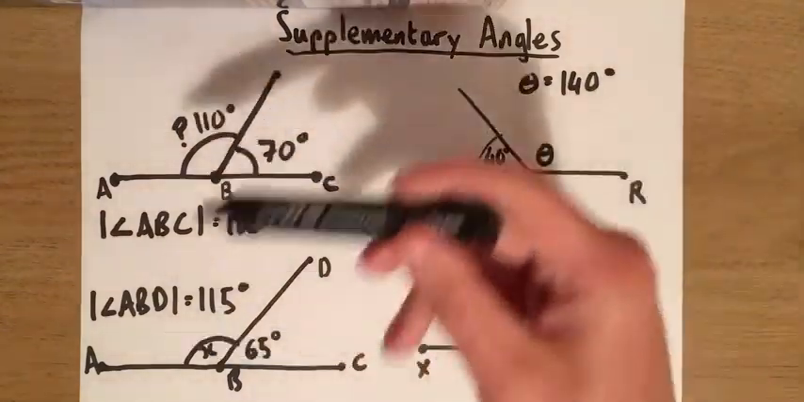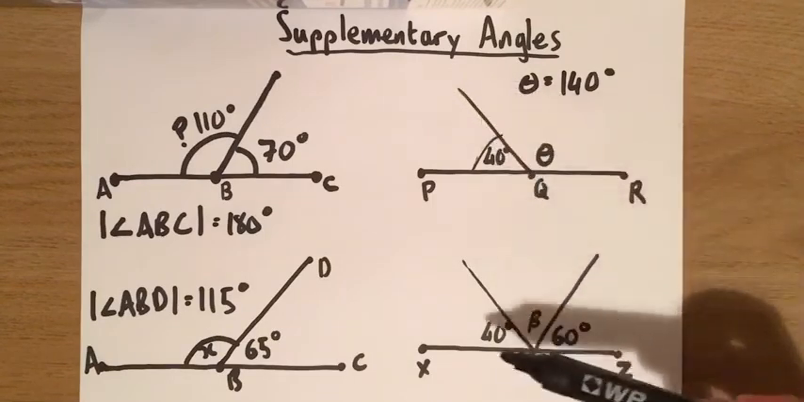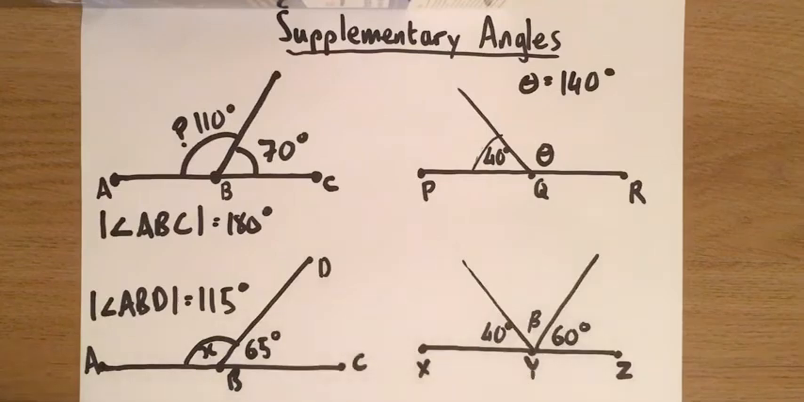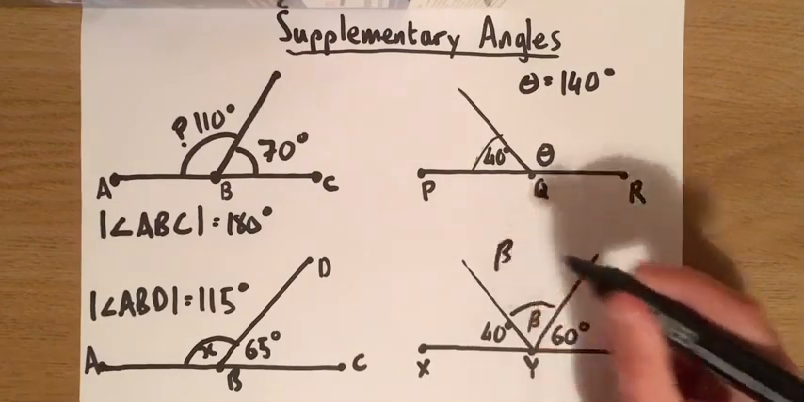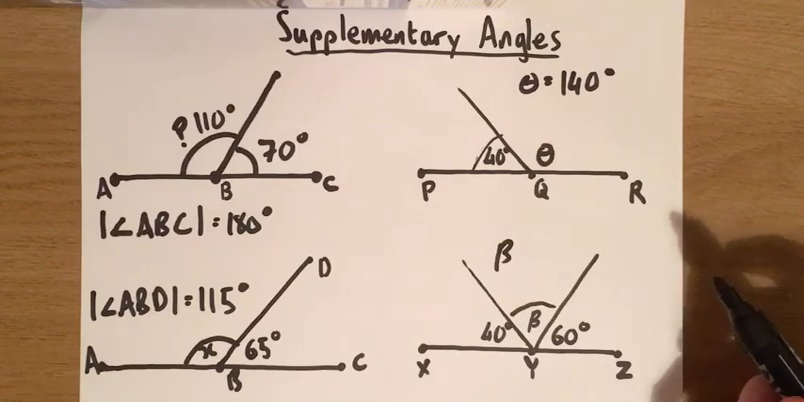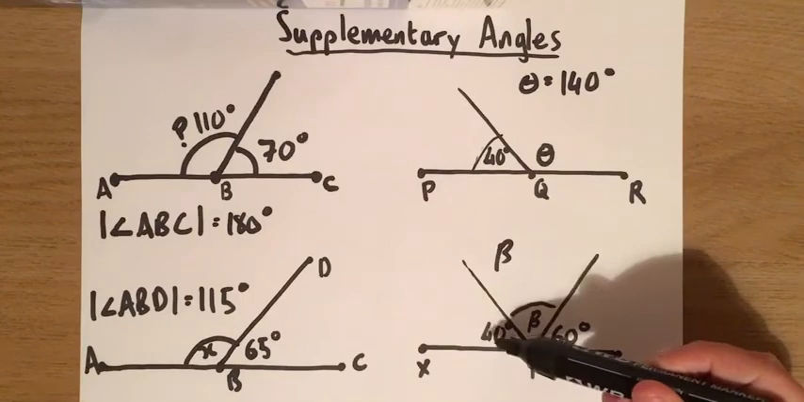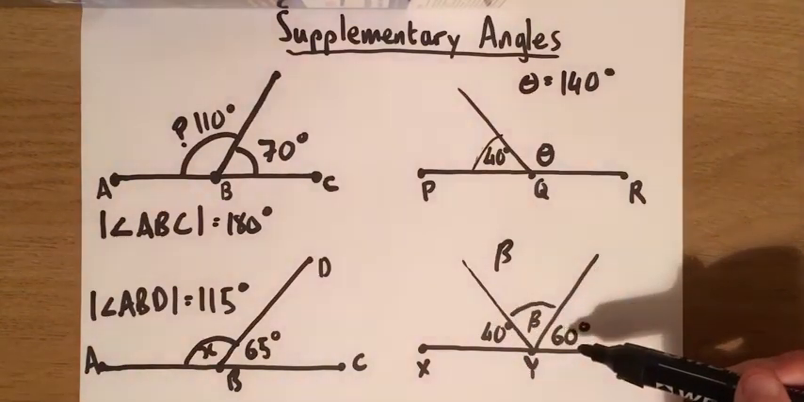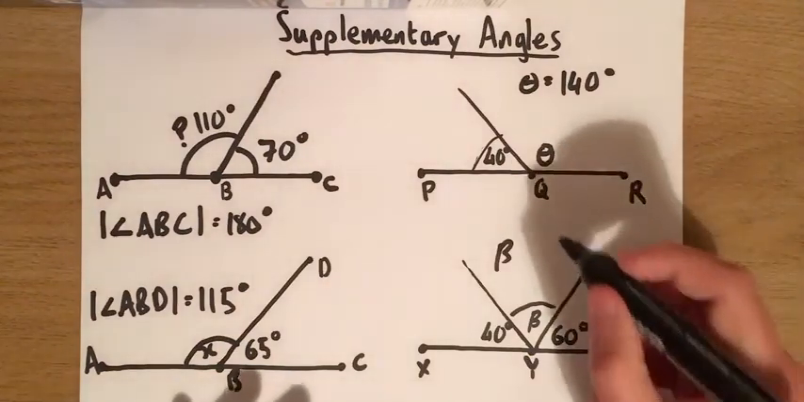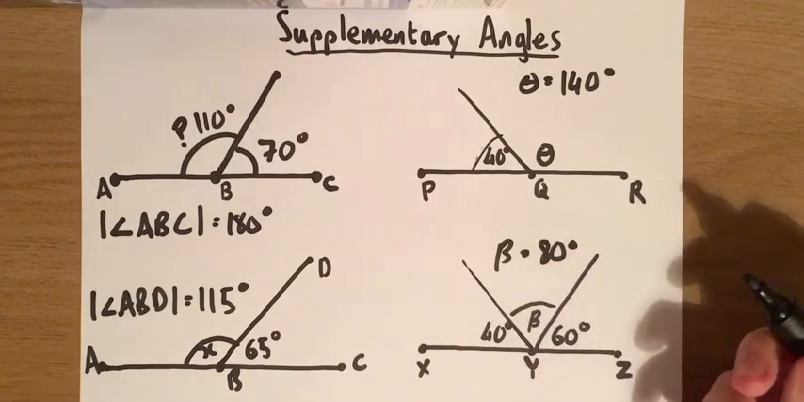All right. As I said at the start, supplementary angles is not just when you split a straight angle in two, you could split it in 3 or 4 or 5 or however many parts you want. But let's say this one here, and I'm asked how big is this angle. It's marked with beta, the Greek letter beta. Well, the entire thing adds to 180. That's 40, that's 60. So 40 and 60 is 100. 180 take away 100 is 80 degrees. So that angle there is equal to 80 degrees.